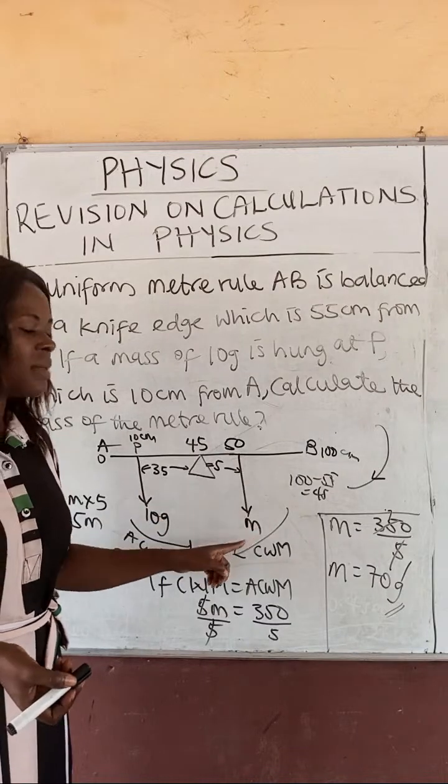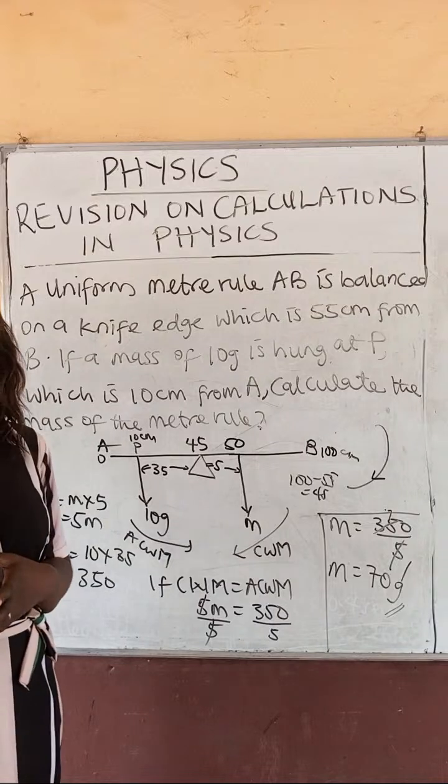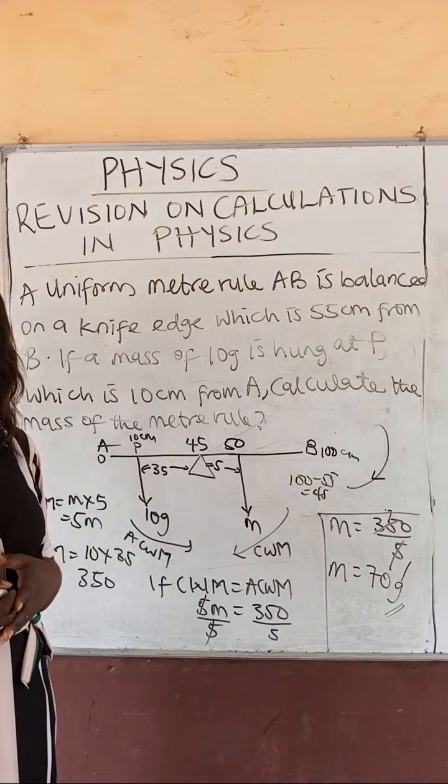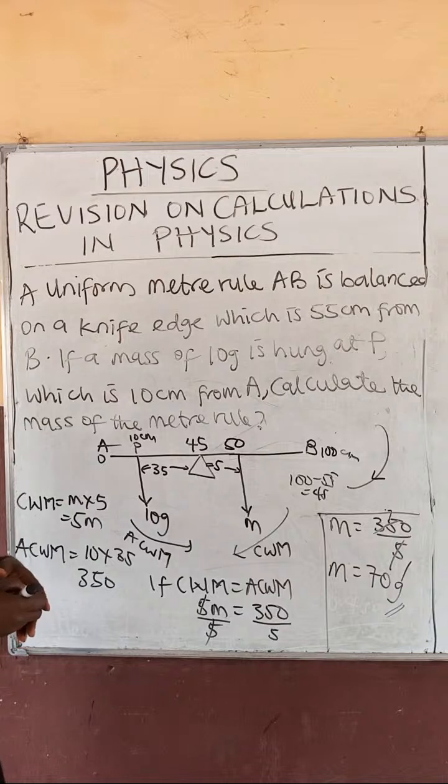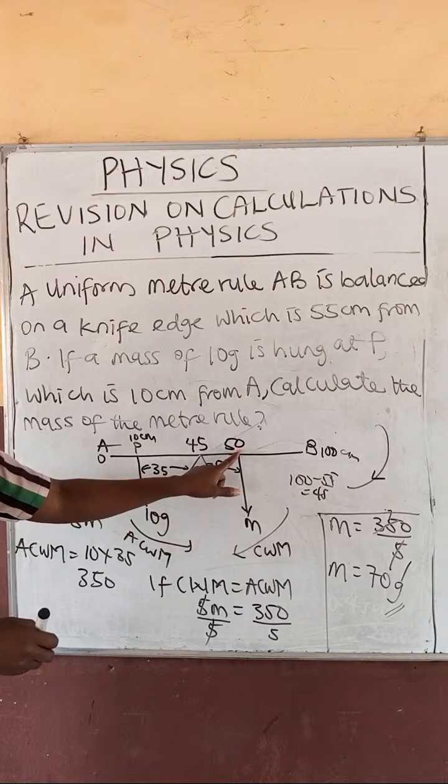So we're going to place the mass at what? 50. Then we use clockwise moment equals anti-clockwise moment. Do you understand? Okay, so what do you now say? The difference between this and this is what? 5. That is 50 minus 45.